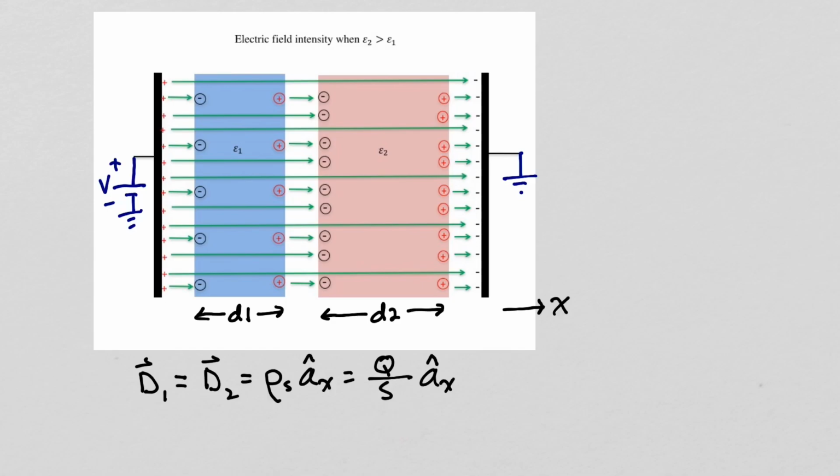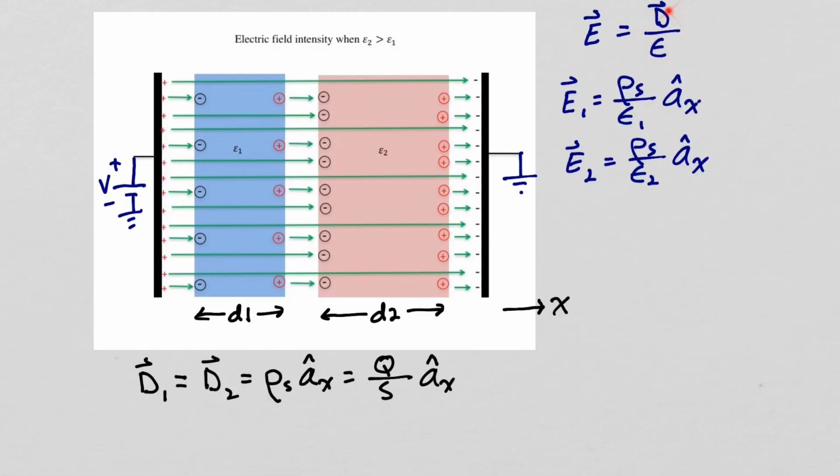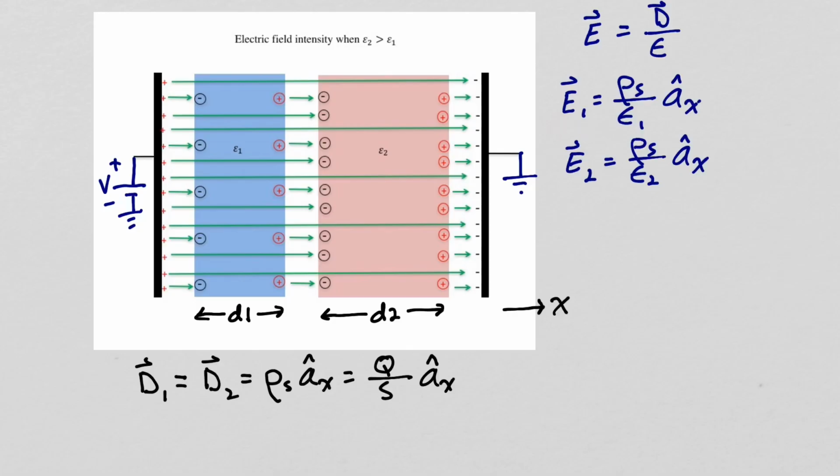We obtain the electric field intensity by dividing the electric flux density by the permittivity of the material. Since the electric flux density field is rho sub s in the x direction in both materials, we obtain the electric field intensities by dividing by the permittivities in the two materials. So the electric field intensities will be different in the two materials.